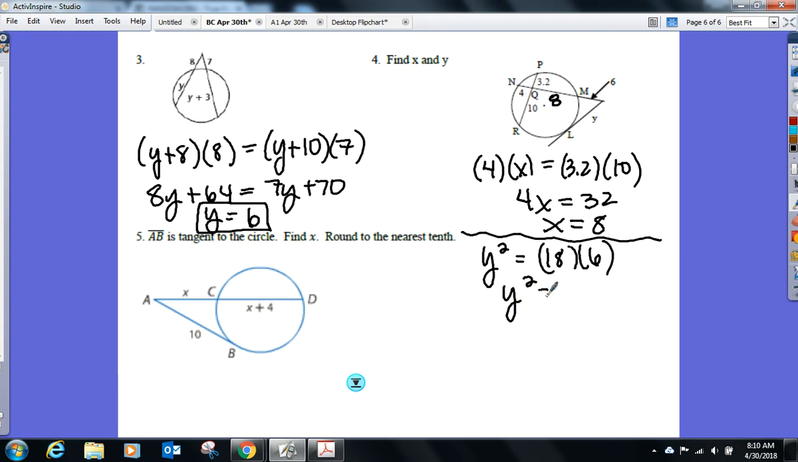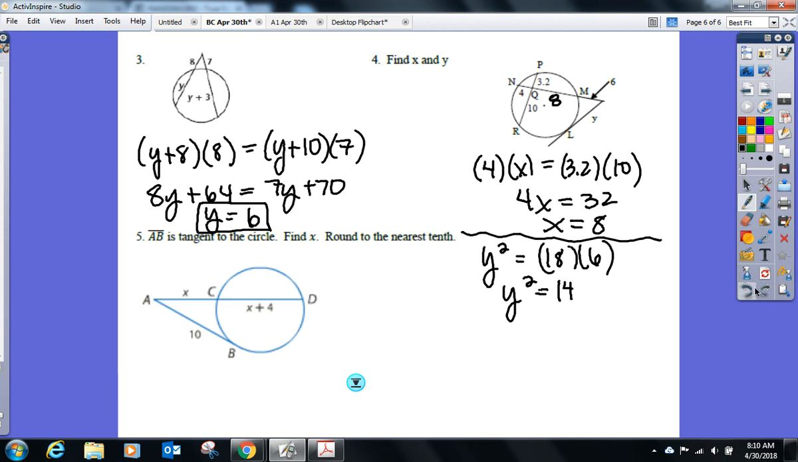Y squared equals, what's that, 144? No, that's not 6 times 8. That's not 144. It's not even close. That's an 8. Carry it, it's 108. Come on, get with it.